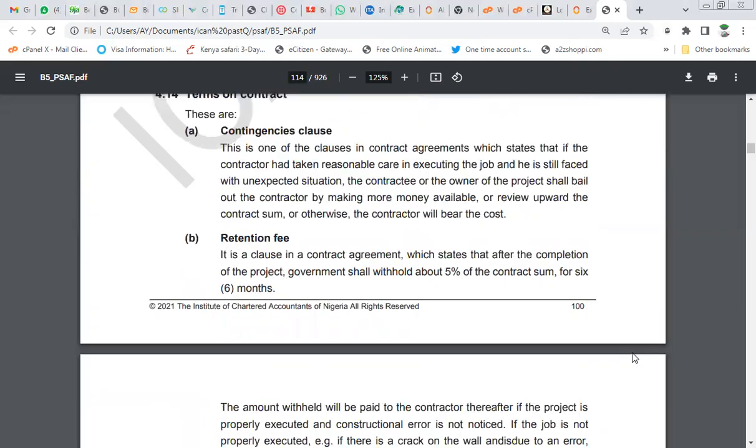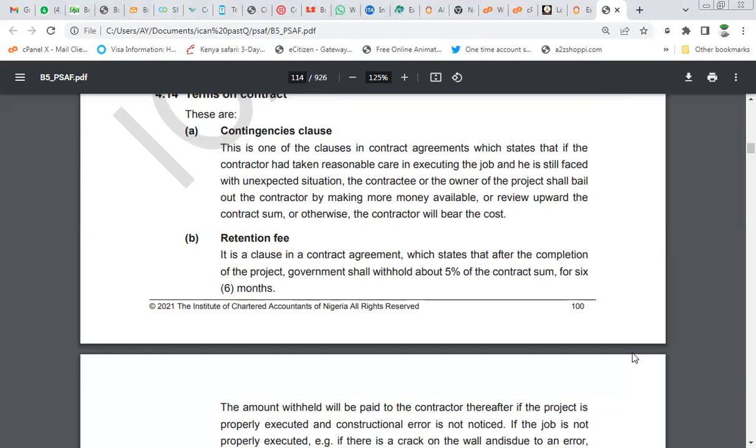Now, this is one of the clauses in a contract agreement, which states that if the contractor has taken reasonable care in executing the job and is still faced with an unexpected situation, which is not his fault, the contractee, that's the agency or government, or the person awarding the contract, or the owner of the project, shall bail out the contractor by making more money available, or review upwards the contract sum, otherwise the contractor will bear the cost.